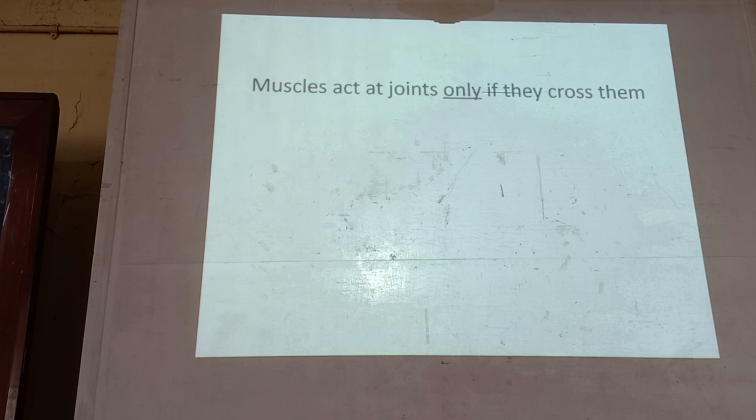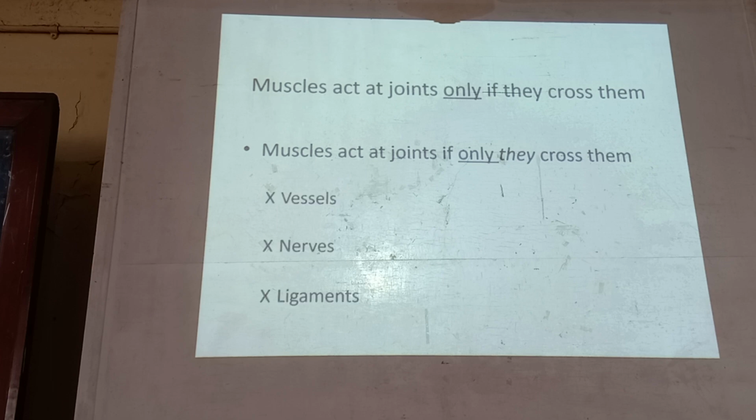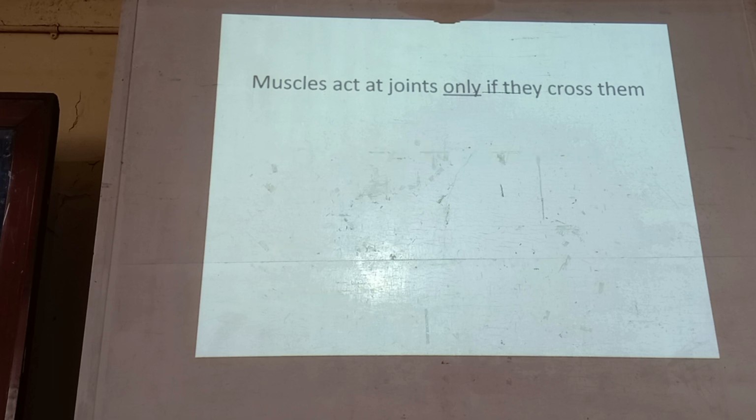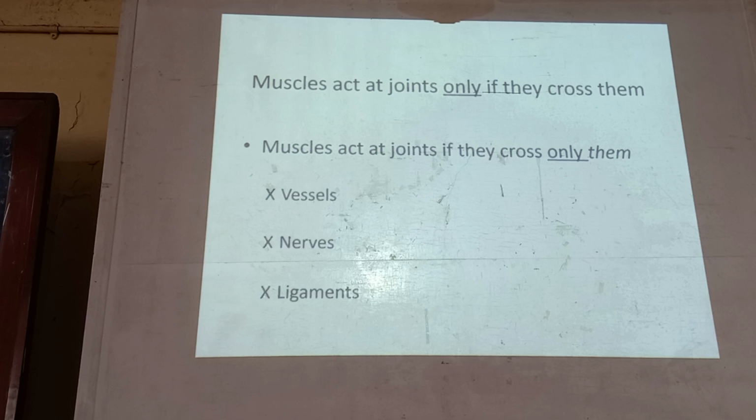Muscles act at joint only if they cross them. Only if the muscles cross them, then they will act. If anything else crosses, it will not act. That means blood vessels, nerves, ligaments should not cross the joints, because muscles will act only if they cross them. Nobody else should cross them. That is also not correct. So the placement of the word "only" is extremely important. "Muscles act at joints if they cross only them." If muscles cross any blood vessel, any nerve, any ligament, they will not act.